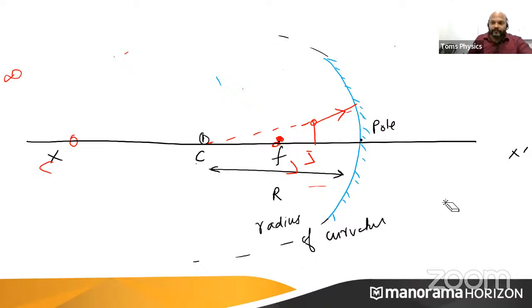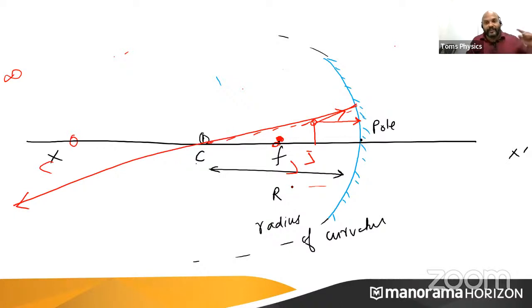Anyone? What did we learn? If the ray is passing through the center of curvature, what does it do? It bounces straight back, correct? This ray will bounce straight back along the same line. If you take another ray which is parallel to the principal axis, what will it do after reflection?